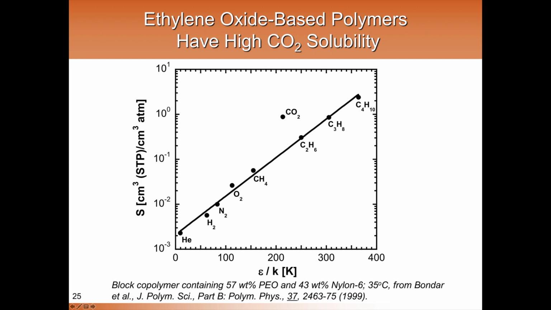But then here's CO2 with solubility way off the line. CO2 should be down here. But in fact, it's several fold higher than one would expect based simply on its Lennard-Jones well depth. And this is a signature of specific interactions between CO2 and the backbone of this polymer. The nylon phase is largely crystalline and has very low solubility for any of these gases, and so it's mainly this polyethylene oxide phase that's governing the solubility properties.